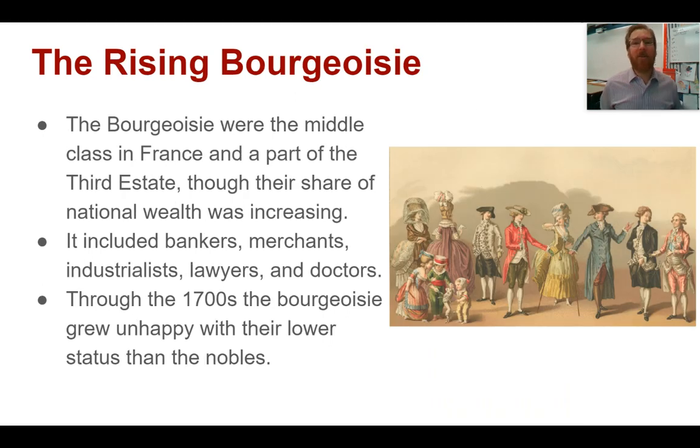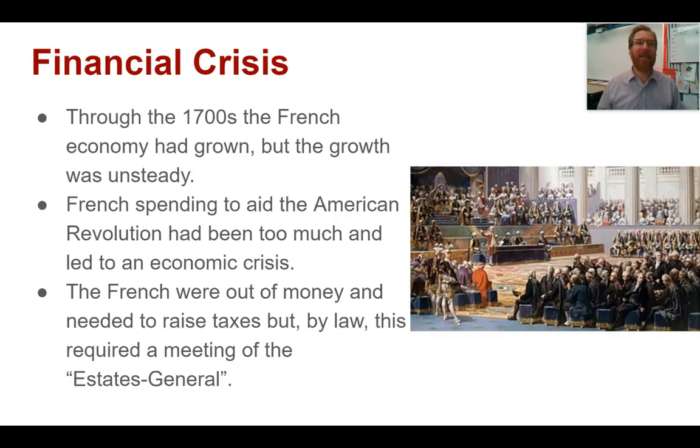Now, amongst that third estate was a rising bourgeoisie. The bourgeoisie were the middle class in France, and they were part of that third estate, but their share of national wealth was dramatically increasing during this time. Merchants and bankers and industrialists, lawyers, doctors are accumulating wealth and becoming more well off. In many cases, even better off than some people within the nobility. But they were denied that higher social status, because they did not have that noble birth. And over time, they grew to resent that.